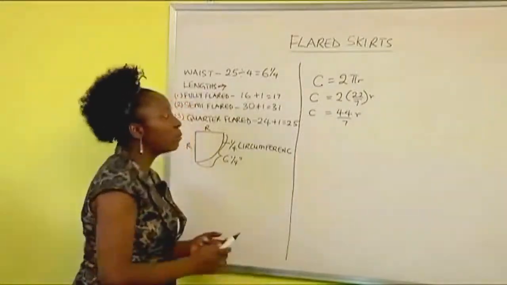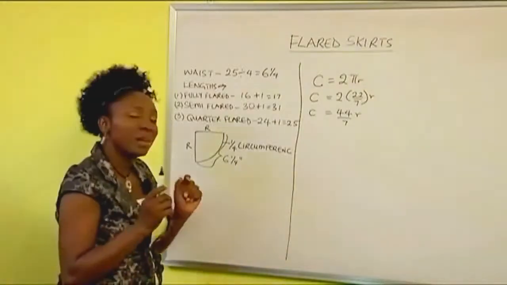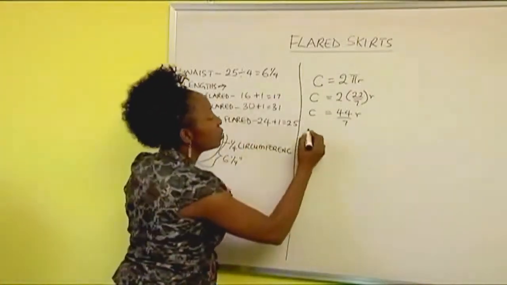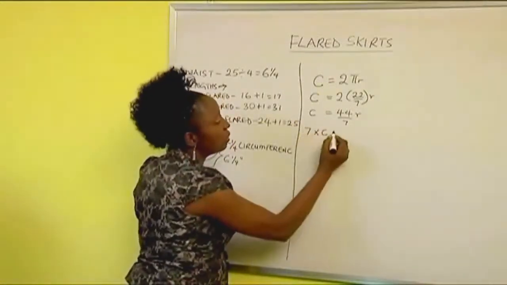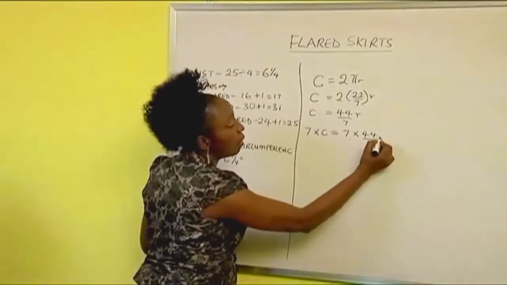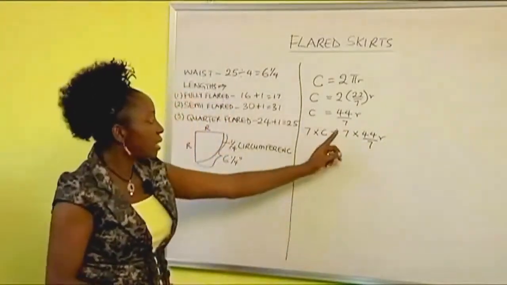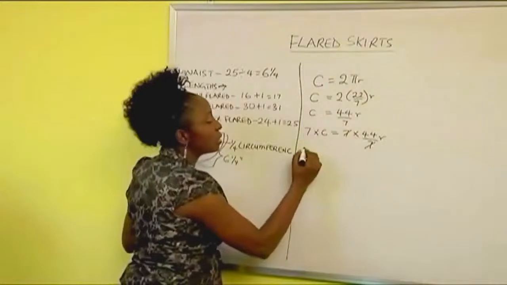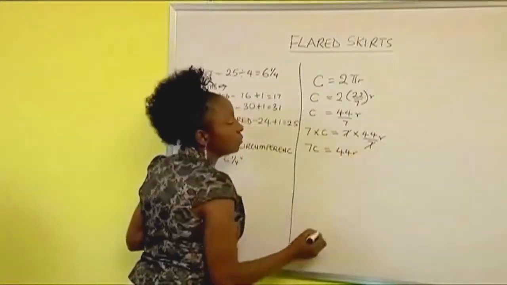Now, after I've done this, I'm going to multiply both sides by 7, because I'm trying to see how I'm going to make r the subject of the formula. So I'll just take my 7, I multiply it by C. I multiply C with 7, and that will give me 7 times 44/7r. In mathematics, once you have this, you know 7 will cross 7 out, so you cross those out. So when you cross that out, what you're left with is 7C equals 44r.